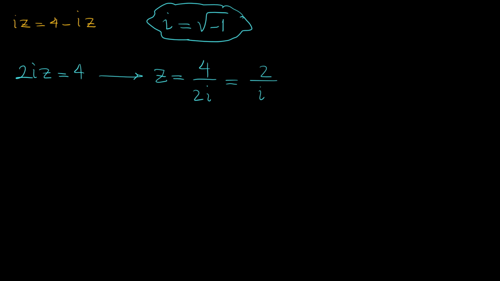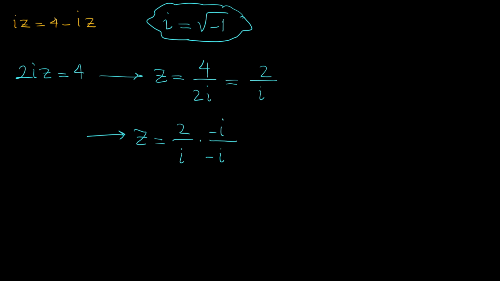z is 2 over i, yes. But we have to continue and simplify this answer and write it in the form of a + bi. To do so, we have to divide 2 by i, which is in the denominator. And if you remember from dividing complex numbers, to divide two complex numbers, we multiply the numerator and denominator by the conjugate of the denominator. What is the conjugate of i? The conjugate of i is negative i. So we multiply the numerator and the denominator by negative i.